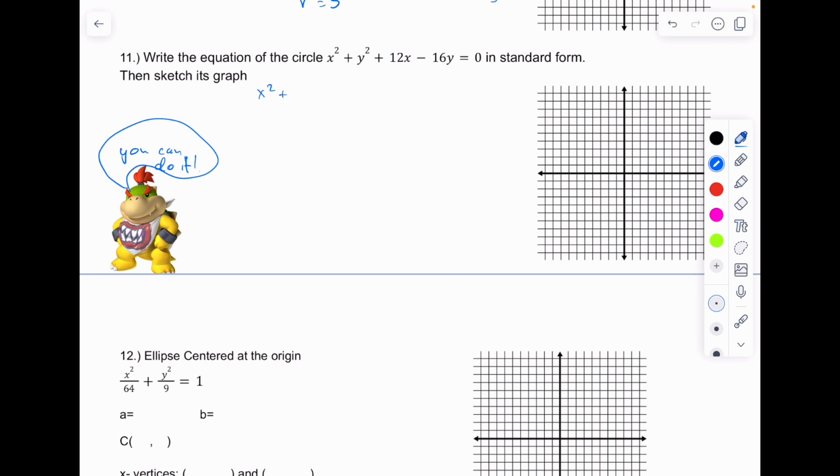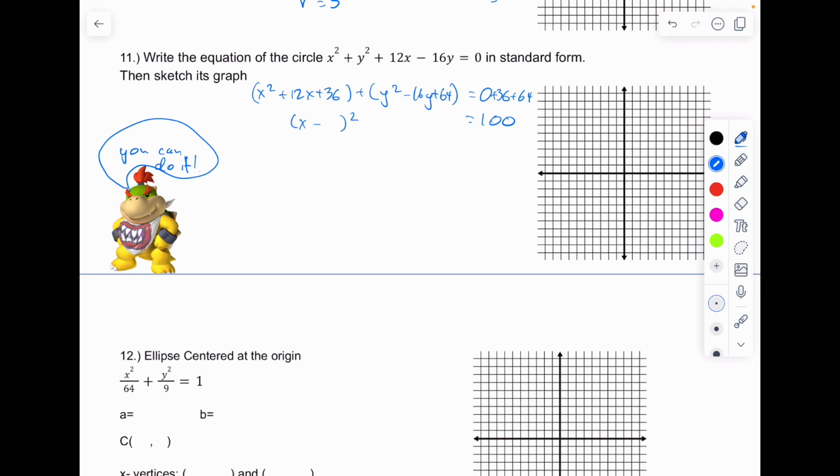x squared plus 12x. Give yourself some space. Plus y squared minus 16y. Give yourself some space. Equals 0 in this case. So half of 12 is 6, squared plus 36. Half of 16 is 8. Squared is 64. So that is 36 plus 64. Add that together, you get 100. I do choose nice numbers for you all.